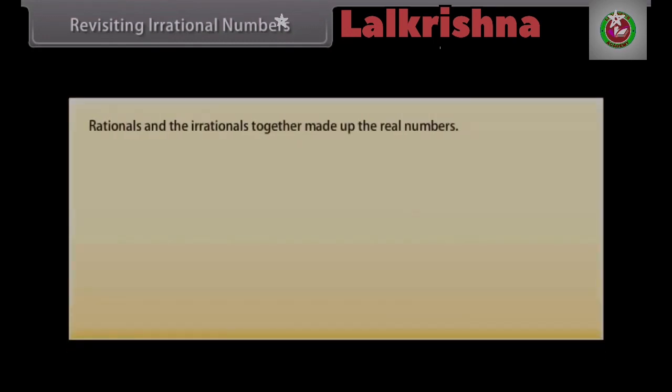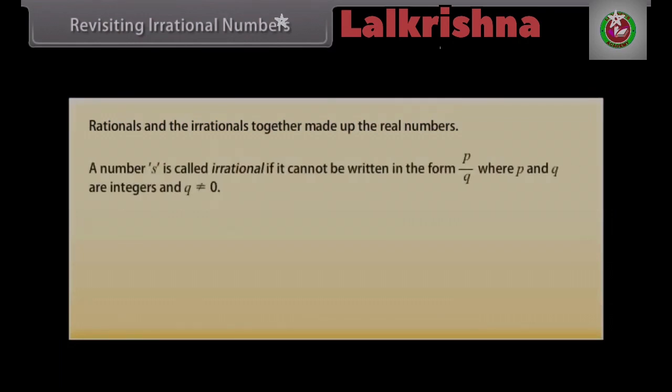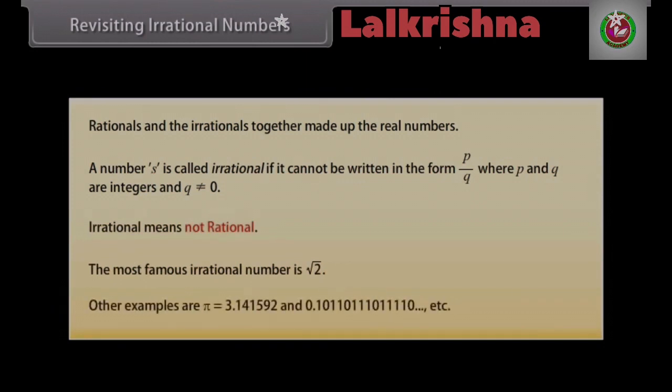Revisiting irrational numbers. We know that rationals and irrationals together make up the real numbers. A number s is called irrational if it cannot be written in the form p upon q, where p and q are integers and q is not equal to 0. Irrational means not rational. The most famous irrational number is square root 2. Other examples are pi, which is equal to 3.141592, and 0.1011011110111110 and so on, etc.